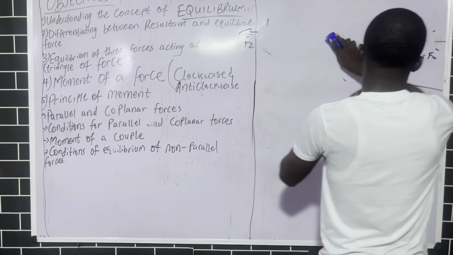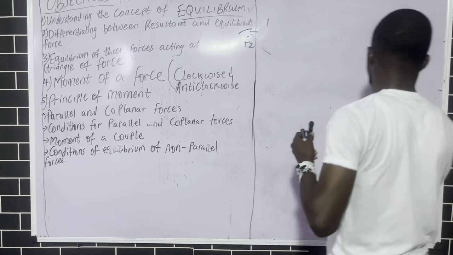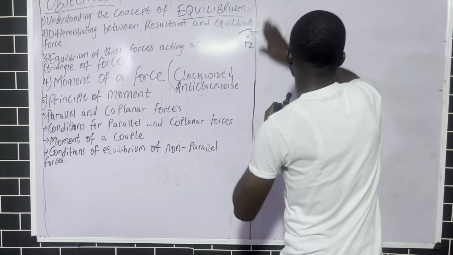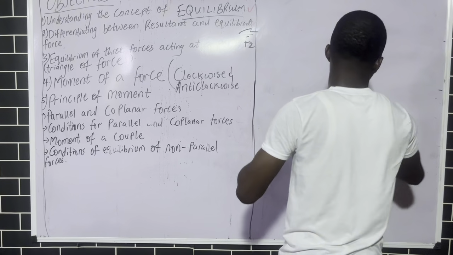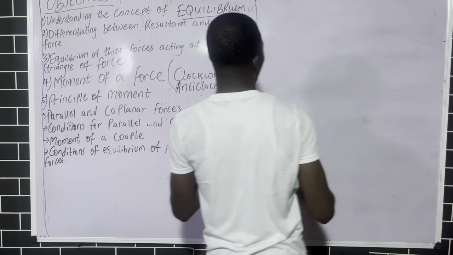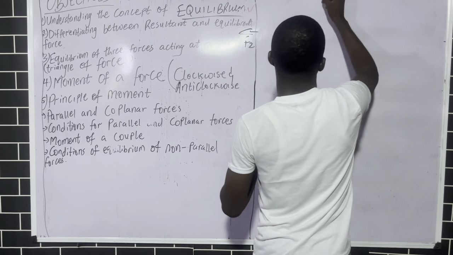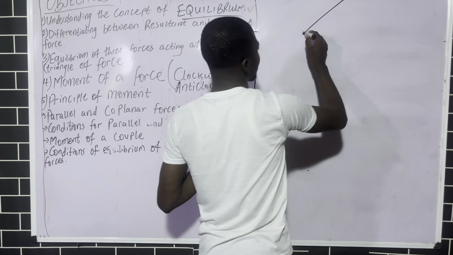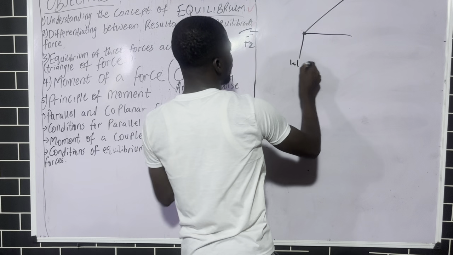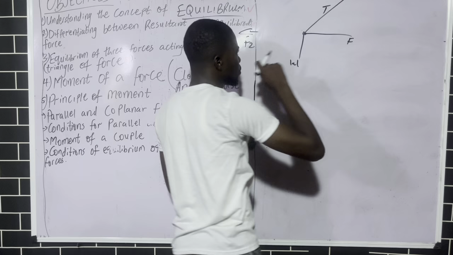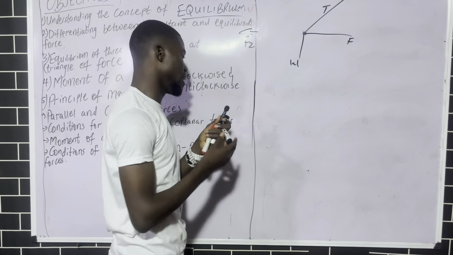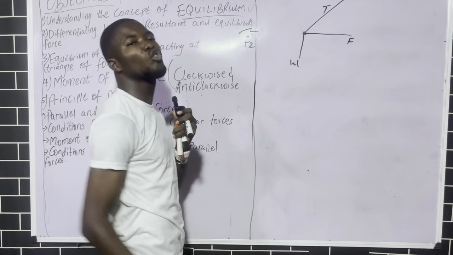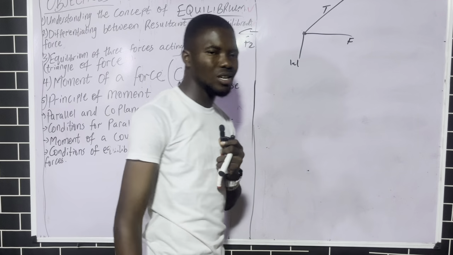The next one is equilibrium of three forces acting at a point. Now I want to ask us a question. Have we ever seen something like this? Let me show us something. Maybe you came across a question, and they said this is the weight, this is the force, this is the tension. Many of us have seen questions like this, right? They ask us to find T, find F, and we get confused on how to solve it. It's actually very, very easy.